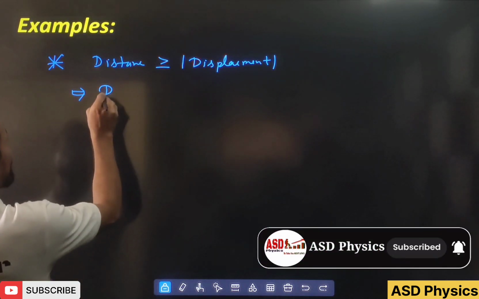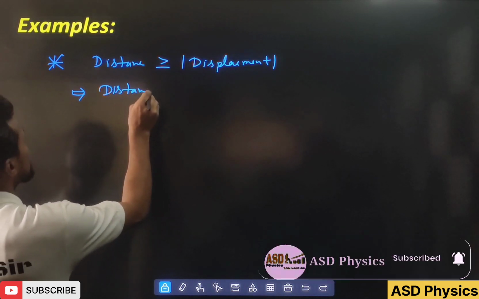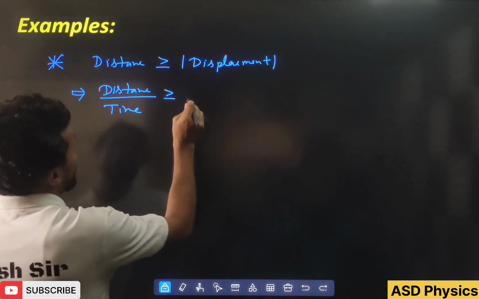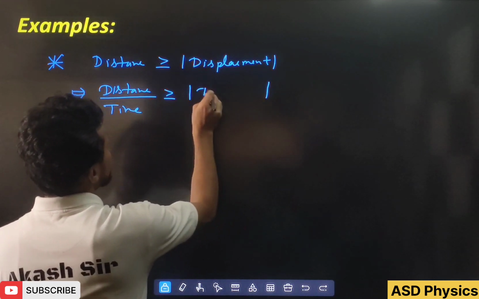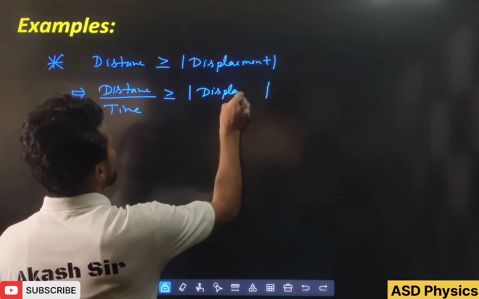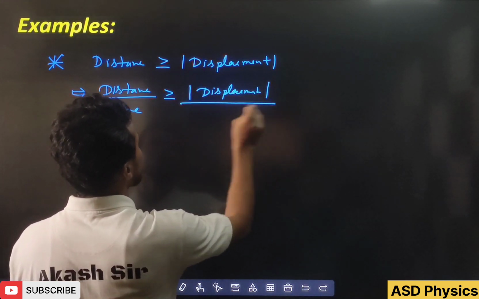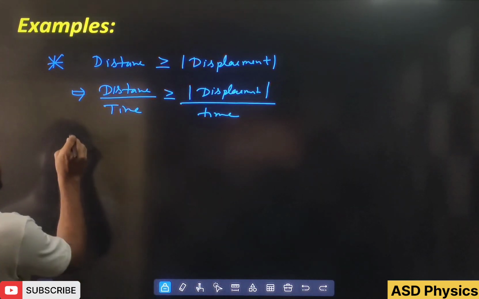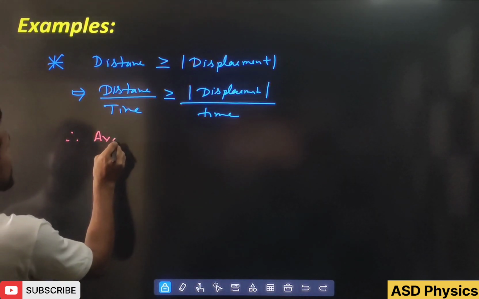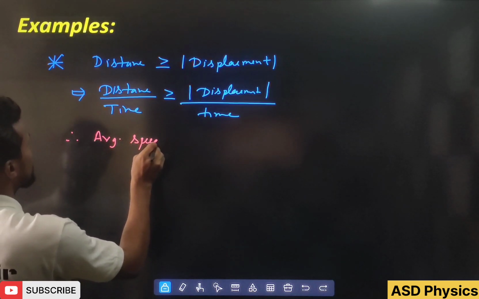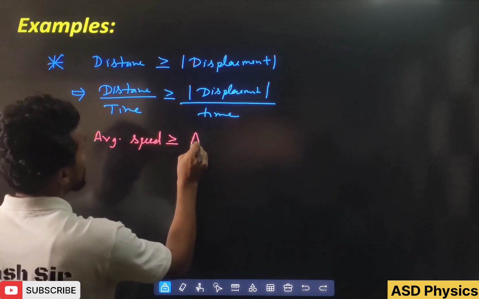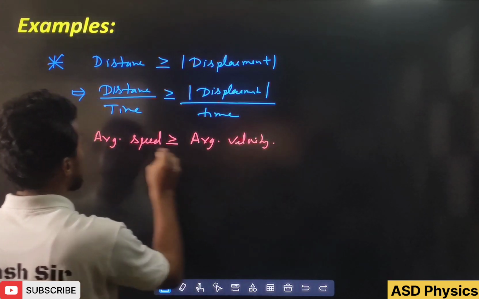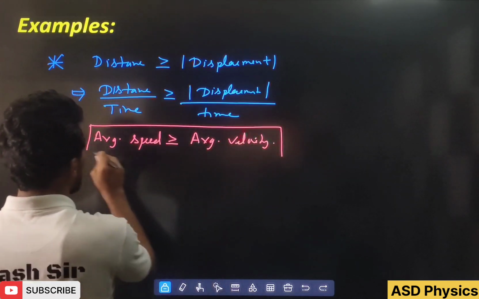So what can we write here? We can write here, students, distance by time is greater than or equal to displacement by time. And what is distance by time here? That is the average speed. So average speed can be greater than or equal to average velocity. This thing you have to remember.